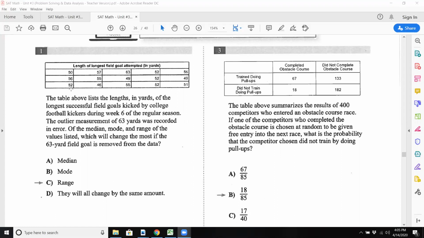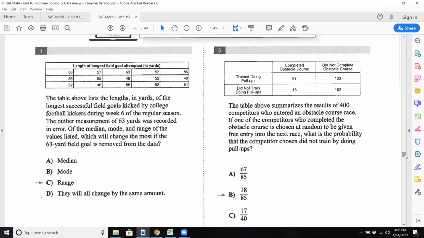3 is very similar to number 2, which you did a few minutes ago. You're only focused on those who completed. So only those who completed, that's 85 people. How many did not train doing pull-ups? Obviously 18 out of 85. So that's just number 3.